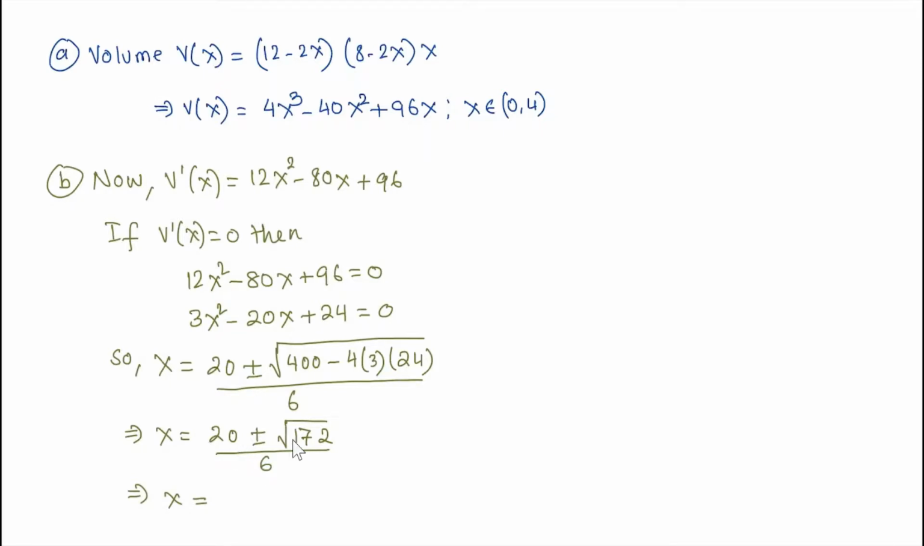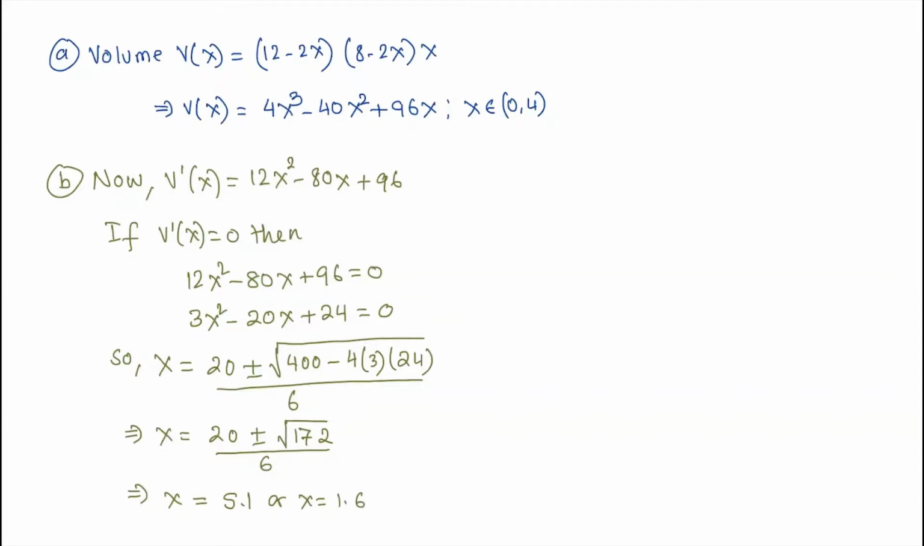So what we have to do is type this in our calculator. 20 plus the square root of 172, all divided by 6, and 20 minus the square root of 172 divided by 6. We'll get two values of x. One of them is 5.1 and the other one is 1.6. So those are the critical values, x equal to 5.1 or x equal to 1.6.